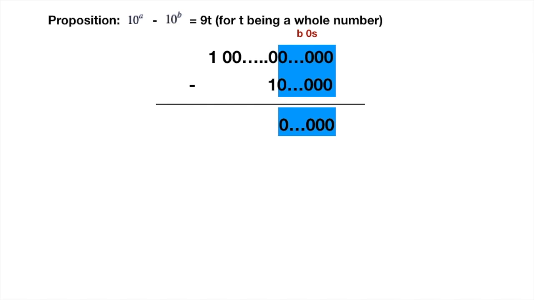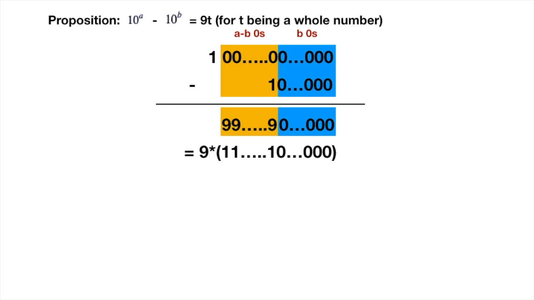So if a minus b equals 5, we would need to calculate 100,000 minus 1. This will give us a minus b number of 9s. So the result of this subtraction gives us a bunch of 9s followed by a bunch of zeros. And this number can be factorized into 9 times a bunch of 1s and a bunch of 0s. So the result of this subtraction gives us a whole number of the form 9t, with t being this portion here, which shows that subtracting powers of 10 will give you a multiple of 9, no matter what powers a and b are.